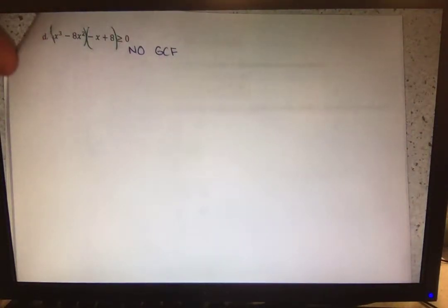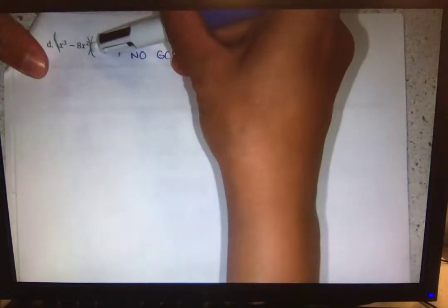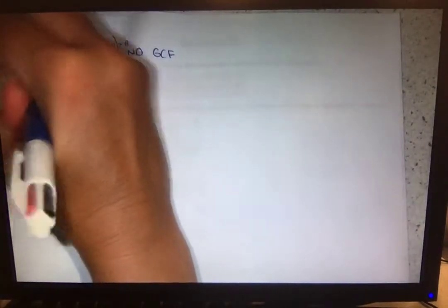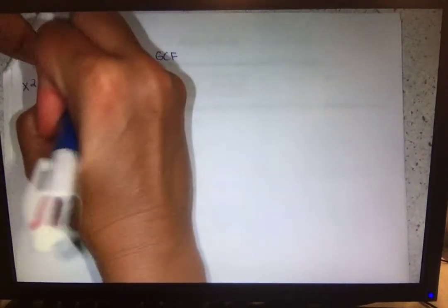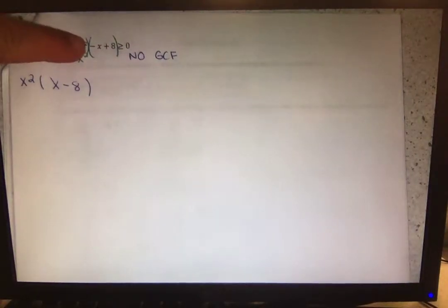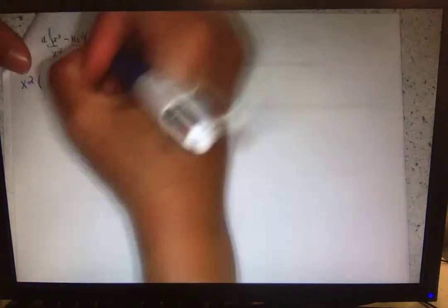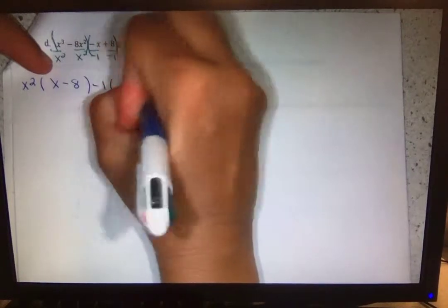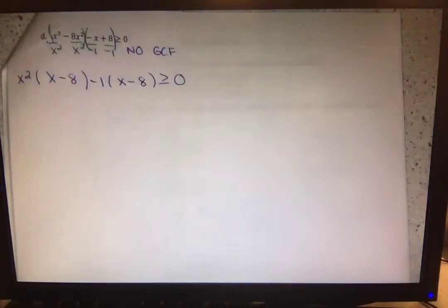Okay, so looking at our first 2 terms, x cubed minus 8x squared, GCF: x squared, good, so I can factor out x squared from the first 2 terms, and we're left over with x minus 8. Looking at our second 2 terms of negative x plus 8, we want x minus 8 to be left over. Negative 1, good. Factoring out that negative 1, we have x minus 8 left over is greater than or equal to 0.